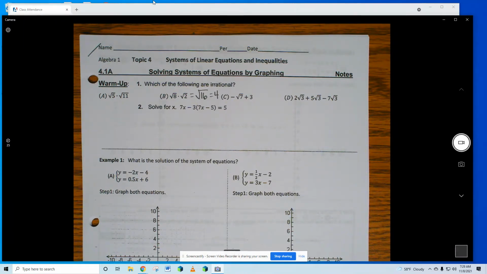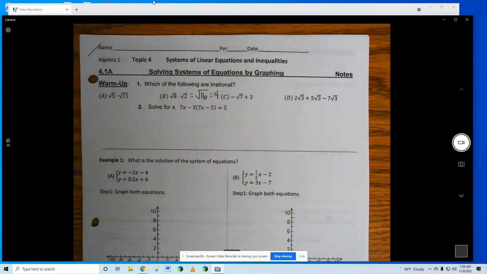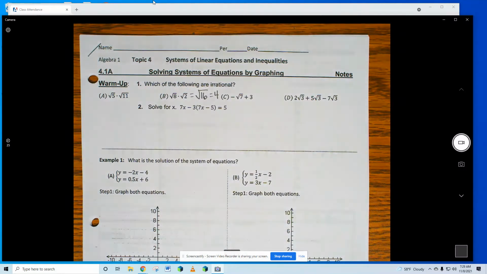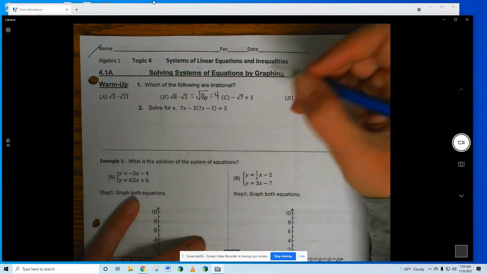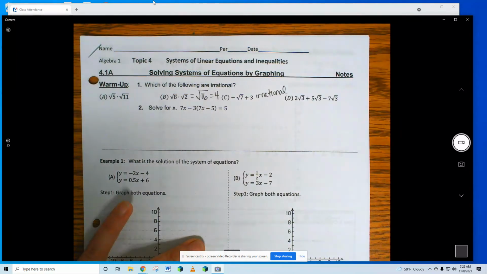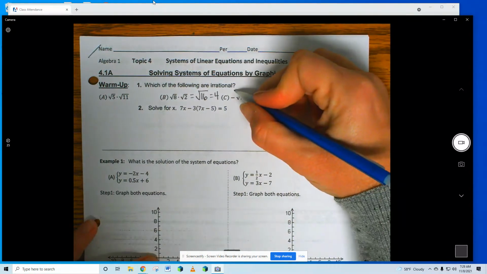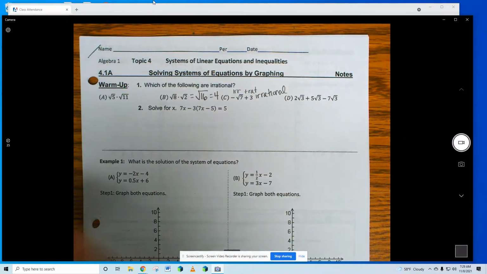So, this is going to be a rational number. It's asking us which is irrational. An irrational plus a rational is going to be irrational. Part C, irrational. Oh, did I skip A? Sorry. An irrational plus a rational is an irrational answer.